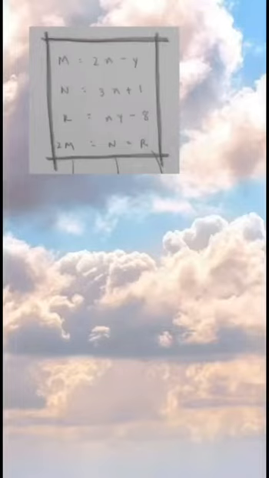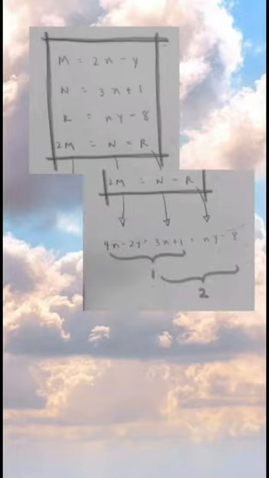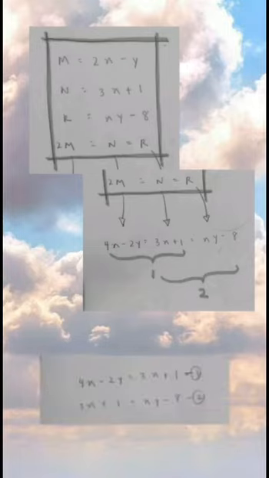First, you need to list all the equations from the question. You know that m equals 2x minus y, n equals 3x plus 1, r equals xy minus 8, and 2m equals n equals r. Then you need to substitute the variable into the equation. Then you need to separate the equation into two. You know that the first equation is 4x minus 2y equals 3x plus 1, and the second equation is 3x plus 1 equals xy minus 8.